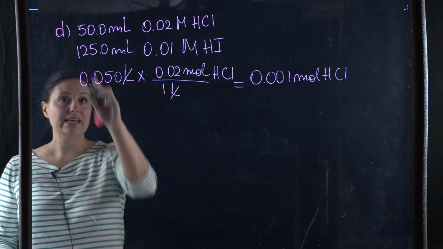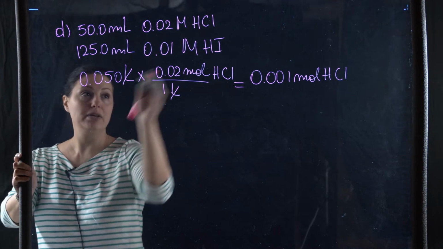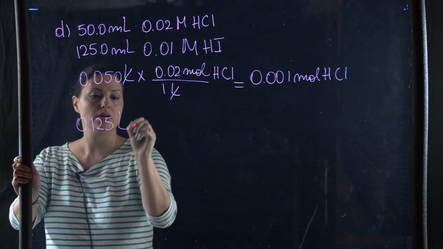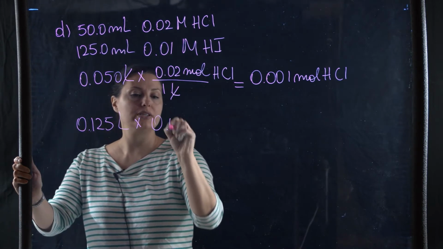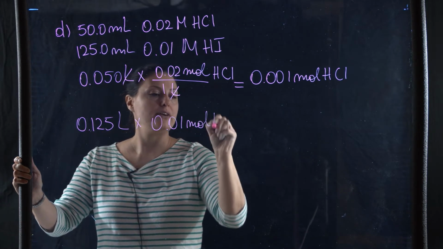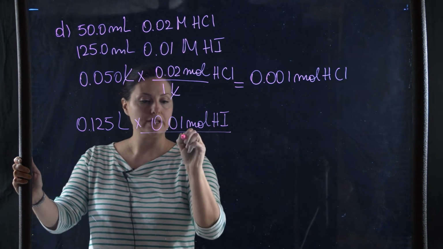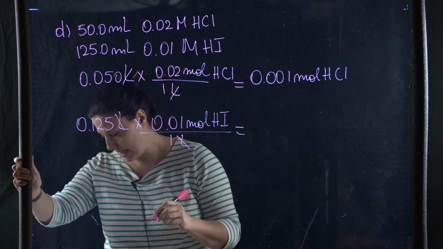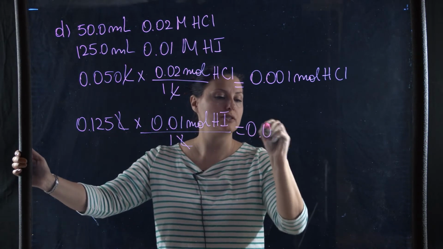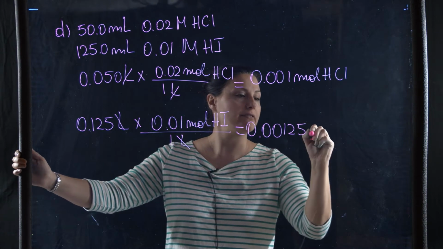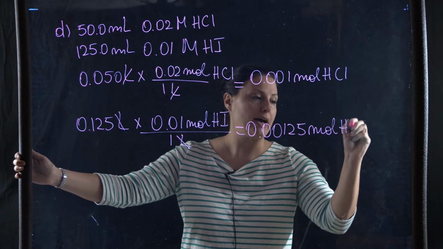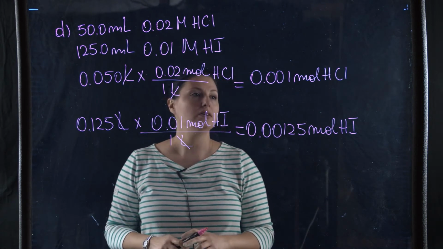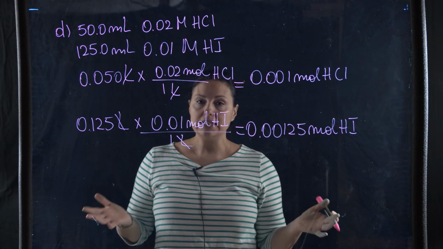Now let's do the same thing for the HI. How many moles of HI do I have? I have 0.125 liters multiplied by 0.01 moles of HI per liter. My liters cancel, and if I do that math, I get 0.00125 moles of HI.